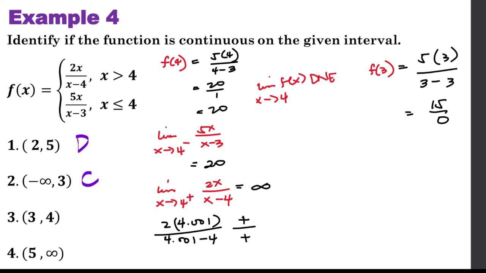For 3 to 4, this is also continuous. Though we are discontinuous at x is equal to 3 and x is equal to 4, we are excluding those numbers in the given interval. Therefore, the function is continuous on this interval. And for 5 to infinity, this is also continuous because x is equal to 3 and x is equal to 4 are not included in the given interval.